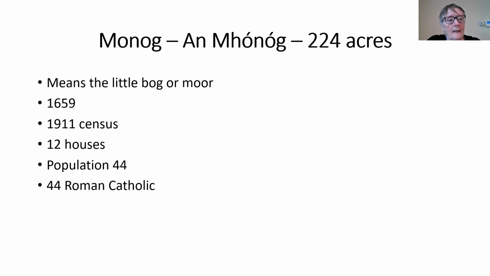Manug, again a smaller townland here, 224 acres. It means the little bog or the moor. On the maps in 1659, and because of its size in the 1911 census, 12 houses with a population of 44, and 44 Roman Catholic.